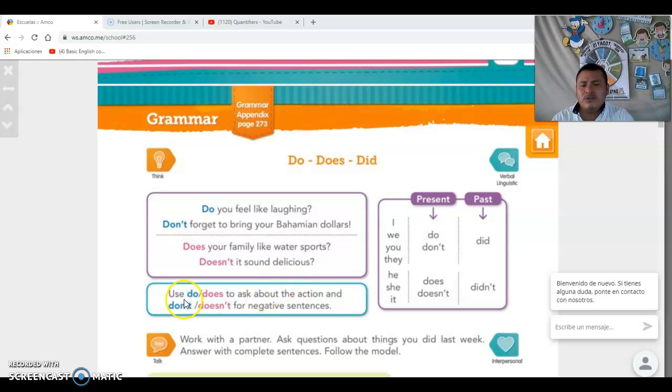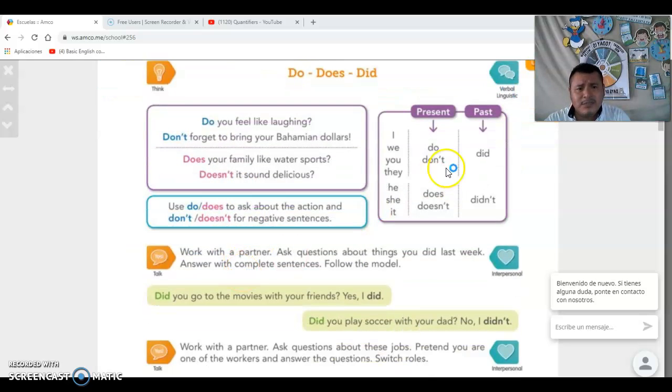So use do and does to ask about the action, and don't and doesn't for negative sentences. Okay, to ask about something, like I say, it is a question, okay? So this one goes at the beginning of a sentence. This is very easy, guys, so please. And did, it is the past tense, like I say, I did my homework yesterday. I didn't go. I didn't go yesterday. I didn't go with you yesterday.